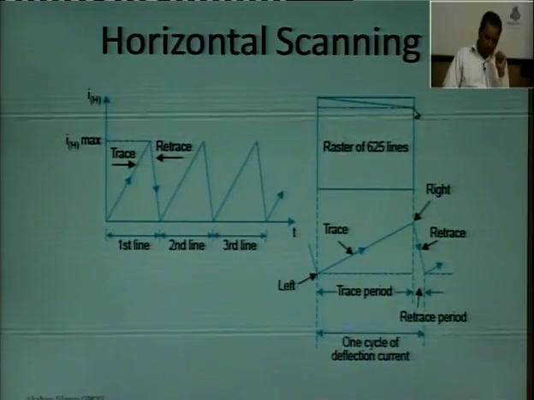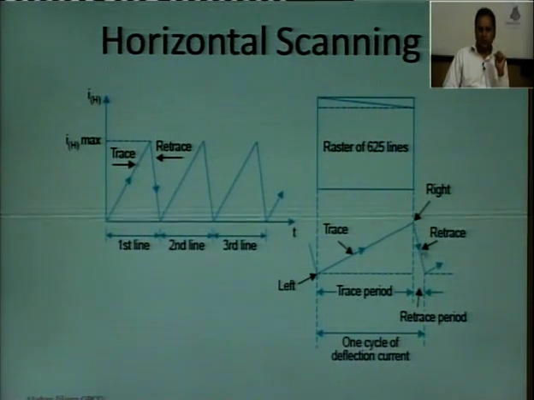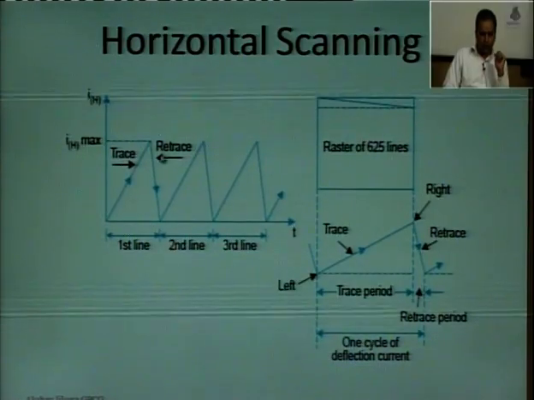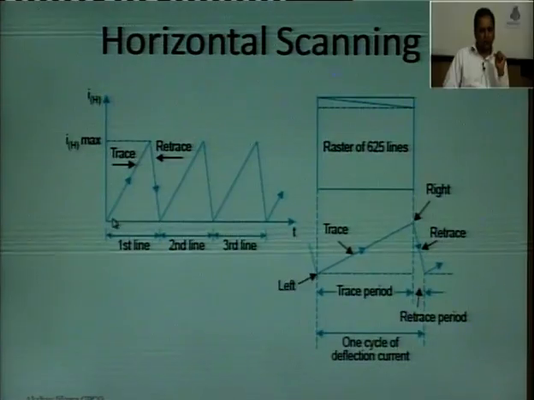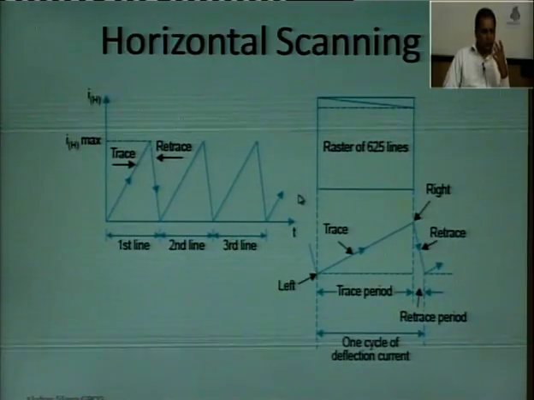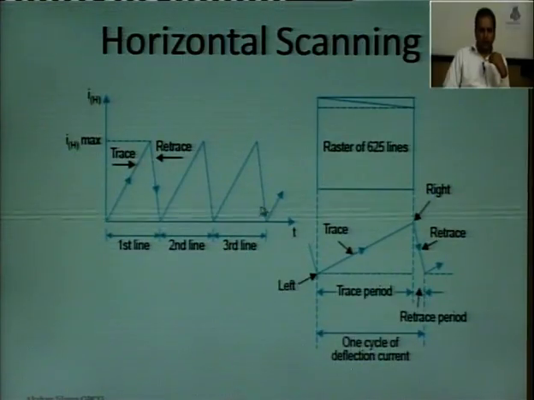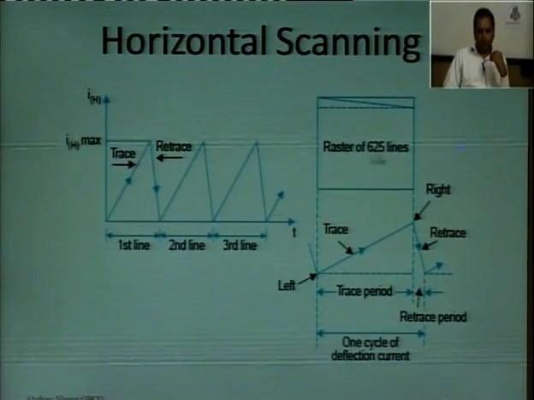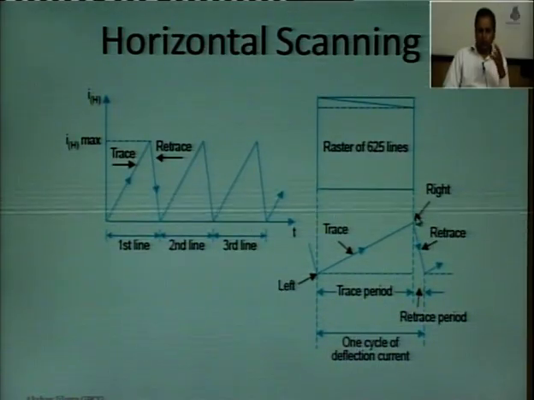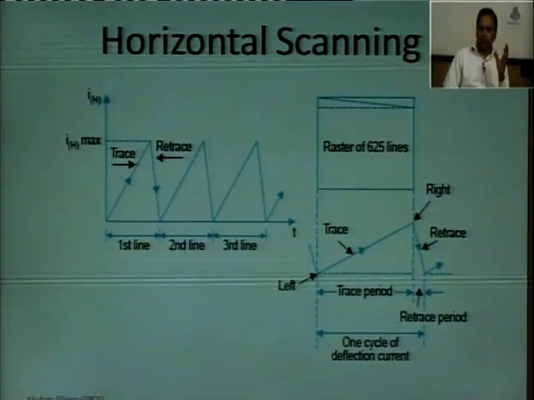When the beam spot moves from right to left, that is in the reverse direction, it is called retrace. This is called the retrace period. So, this sawtooth wave has trace and retrace. When the current is rising, the beam spot moves from left to right. When the direction of current reverses, the movement of the beam spot is also reversed, and instead of moving from left to right, it starts moving from right to left, and this is called retrace. So, during retrace no picture is picked up and no picture is displayed either.